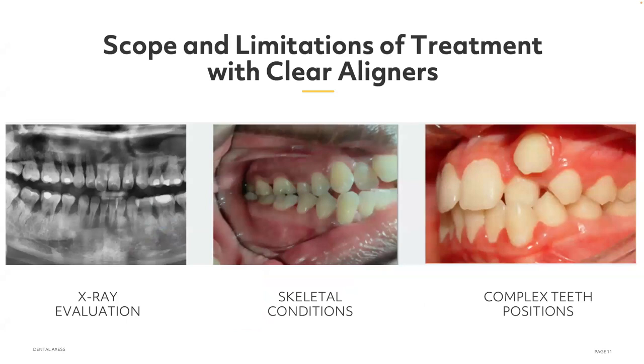Now we have the scope and limitation of treatment plans with clear aligners. This is also very important to understand, at least the basic knowledge, because we need to see first if our patient qualifies for a treatment plan. So the first thing that we need to evaluate is the X-ray, because we need to see if the bone, periodontal ligament, and all the internal structures in the patient's mouth are good to proceed, if we don't have any pathology on the bone or any issue with the roots, short roots, or impacted teeth. So we need to take careful evaluation.